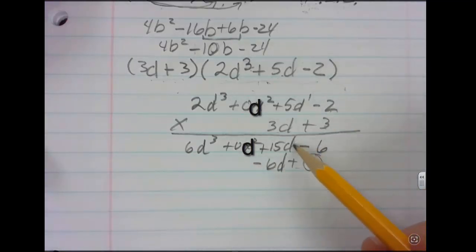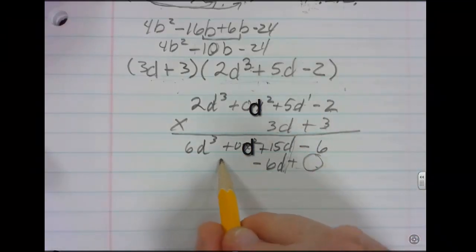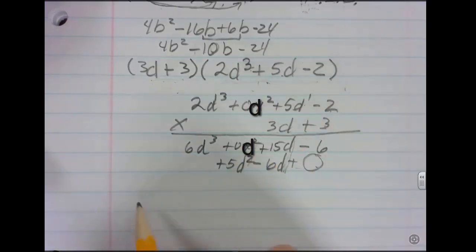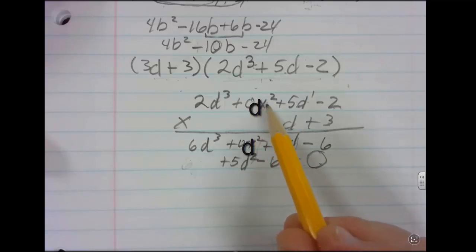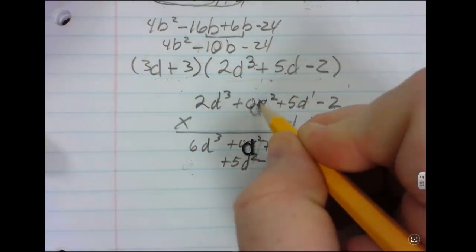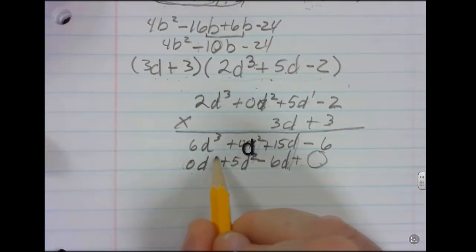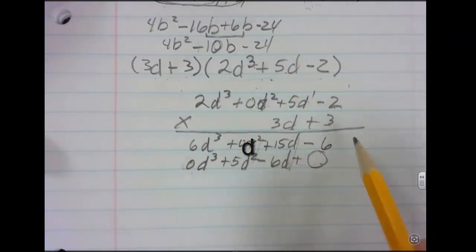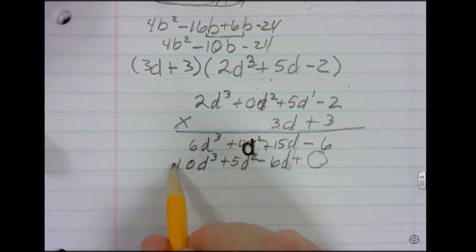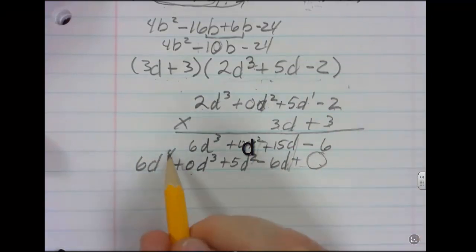And you can see that my like terms will line up when we do this technique. 3d times 5d is going to give us plus 15d squared. So we do have square terms here. And now 3d times 0d to the second power will give us 0d to the third, so there is no third degrees in there on that one. And then 3d times 2d to the third power is going to give us a positive 6d to the, 1 plus 3 is going to give us a fourth power.